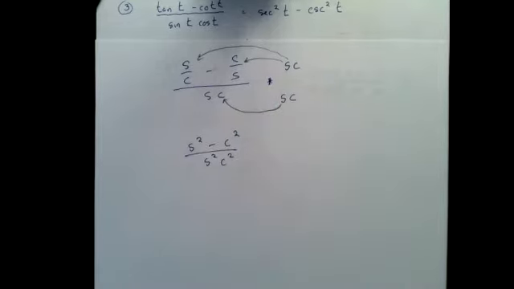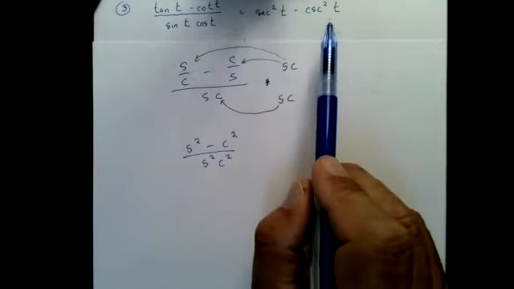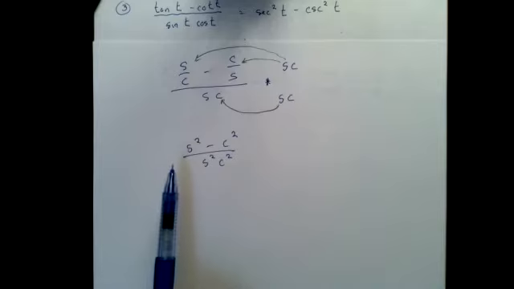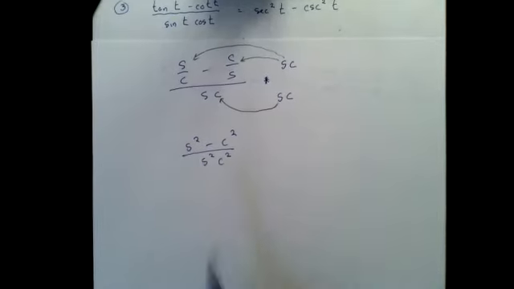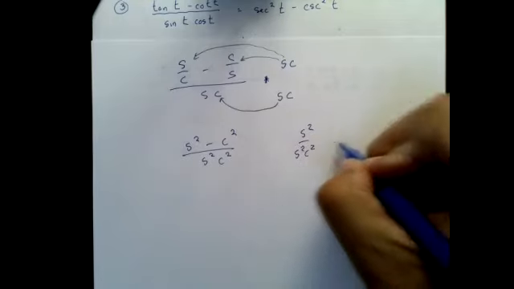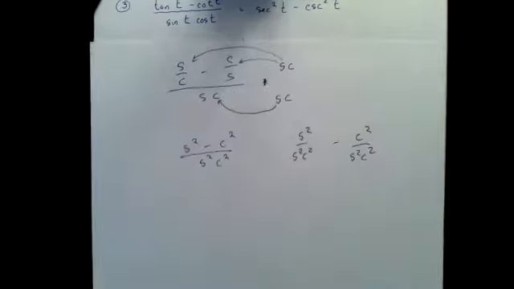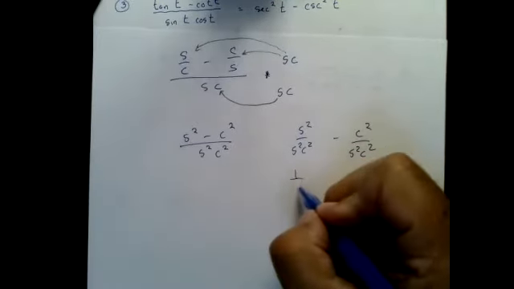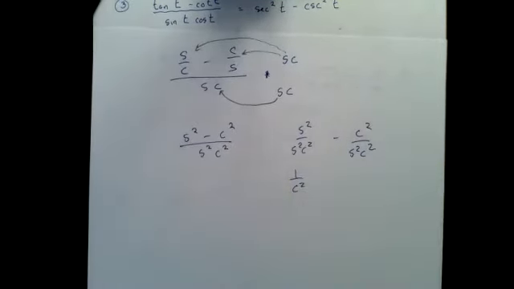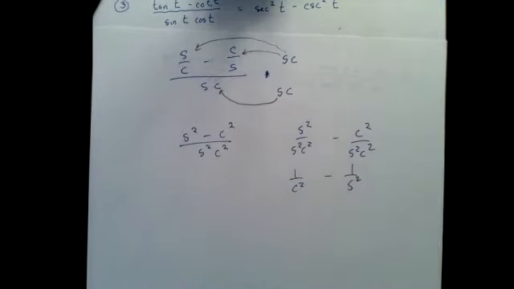Okay, now again, this is two fractions, so I'd want to break this up into two fractions. So sine squared over sine squared cosine squared minus cosine squared over sine squared cosine squared. This would become 1 over the cosine, which becomes the secant. This becomes 1 over the sine, which becomes the cosecant.